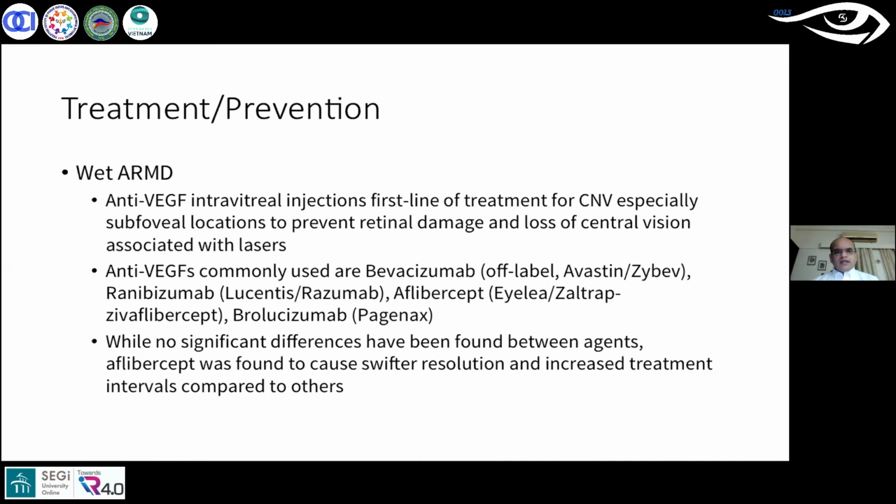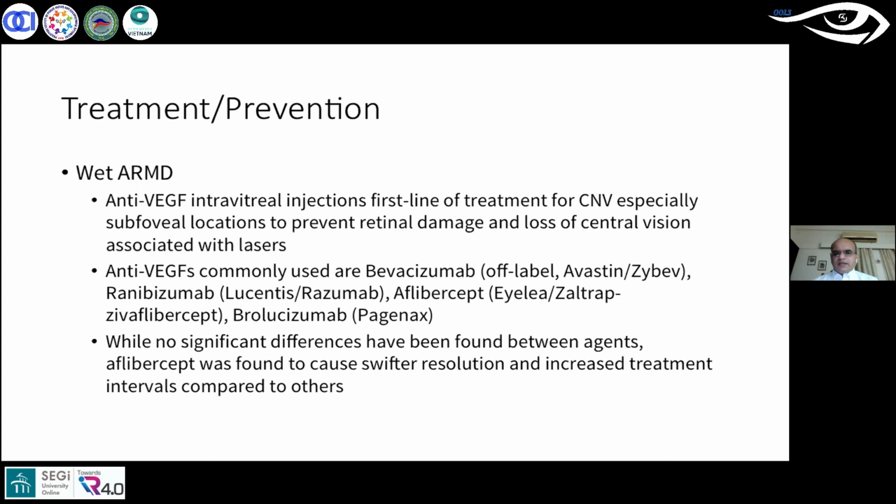The commonly used anti-VEGFs are bevacizumab, which is off-label, marketed as Avastin or Zybev. We have ranibizumab, which was marketed initially as Lucentis, and now we have biosimilars such as Razumab. Aflibercept, which is marketed as Eylea, and Zaltrap, which is the off-label ziv-aflibercept, which is used instead of aflibercept in a lot of economically sensitive areas. And we have a recently introduced brolucizumab, which was introduced during the last 6 months and marketed as Pagenax.